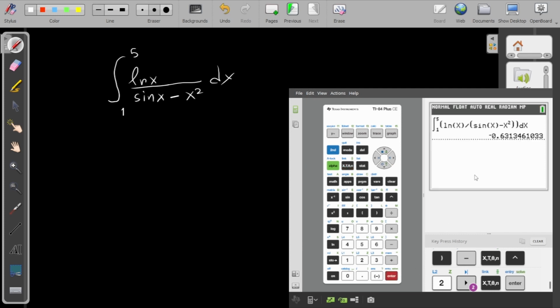and I got my value, which is immediately here, minus 0.63134, and that's how I can calculate whichever integral they will give me with the help of the calculator.